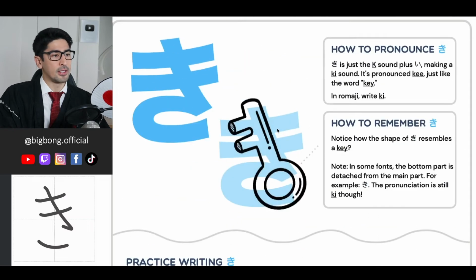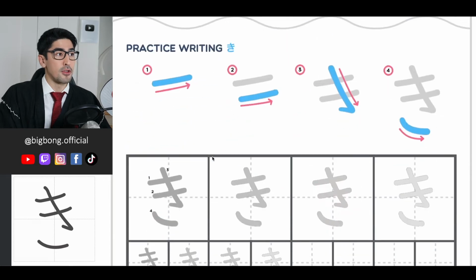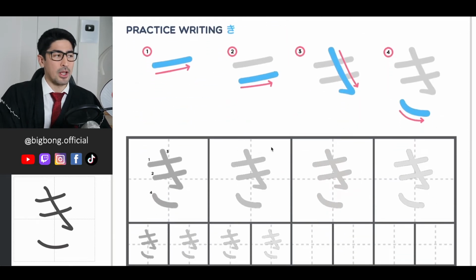And the reason why in some font it's connected is because it goes back to using a brush. But for you writing with a pen, I would not recommend doing that.